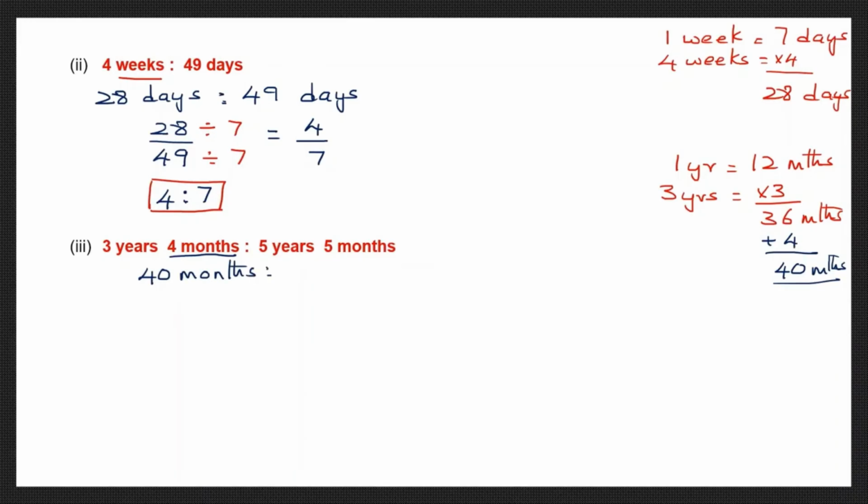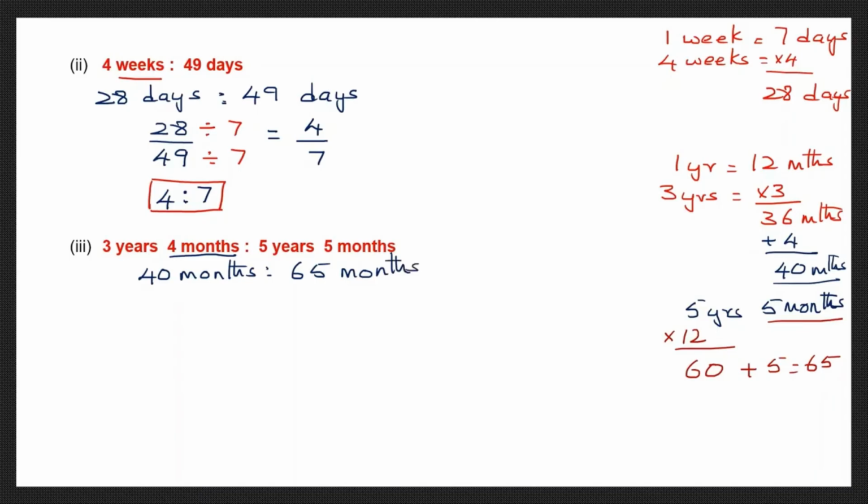is to, the next question is 5 years and 5 months. So 1 year has 12 months. 5 years will be 5 into 12. 12 fives are 60 months. Plus, let's add these 5 months. So that makes it 65 months. So here, 5 years and 5 months is written as 65 months. As you can see, both the units have now become the same.